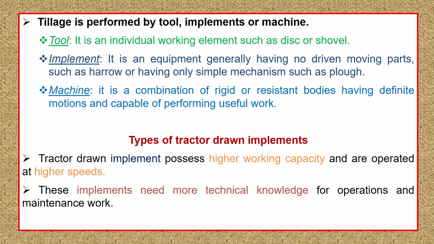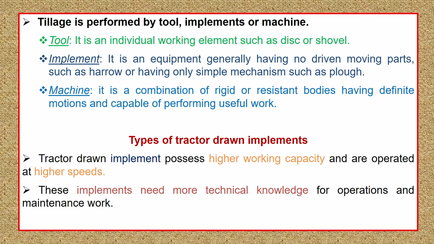perform useful work. So if I give an example of a machine, the rotavator is a machine, because the rotavator has a gearbox, it has a rotor over which there are flanges, it has blades, it has safety devices. Some are driven, some are non-driven, and they all perform useful work when they work together. And such kinds of units are called machines.